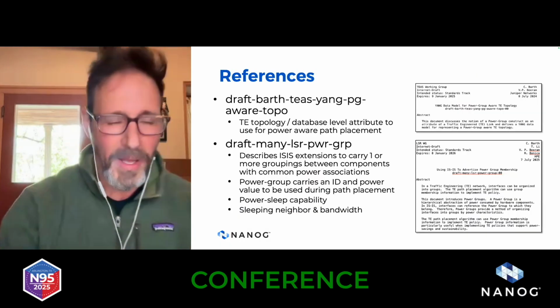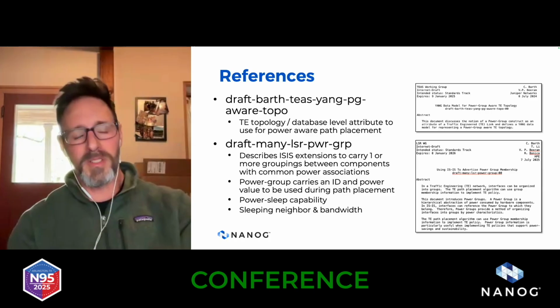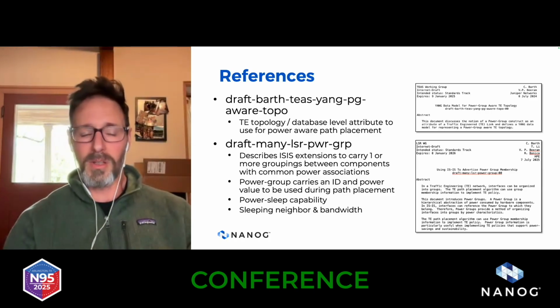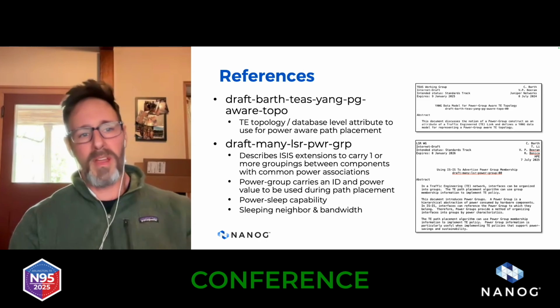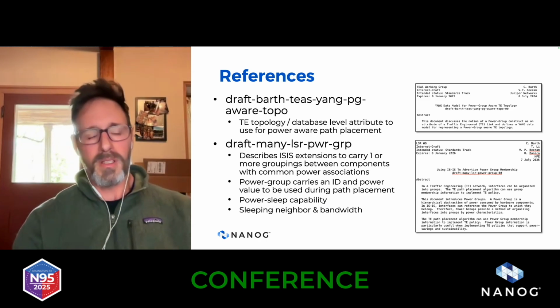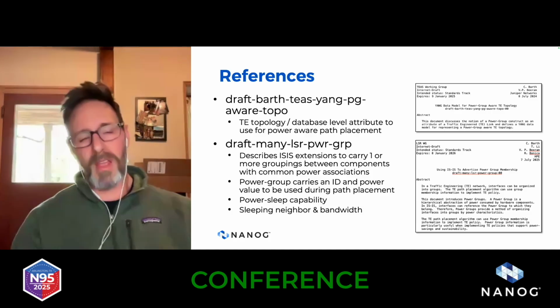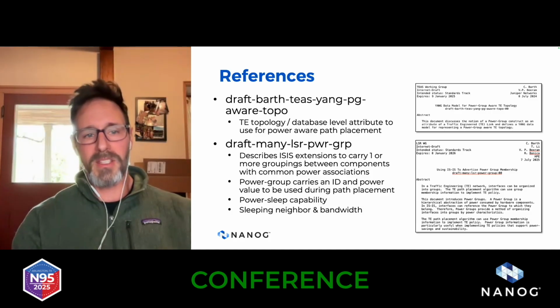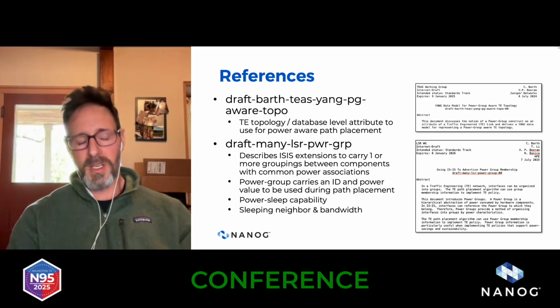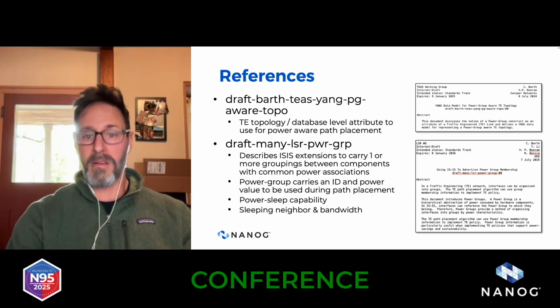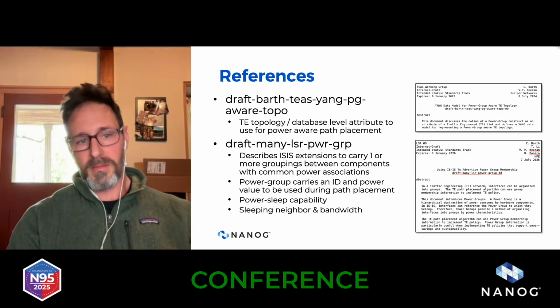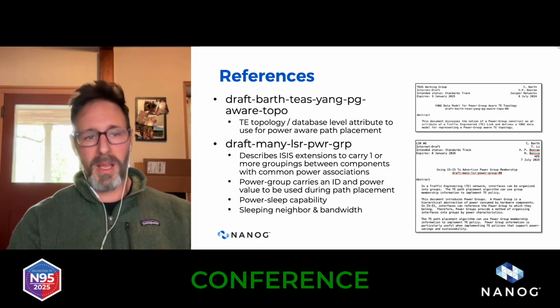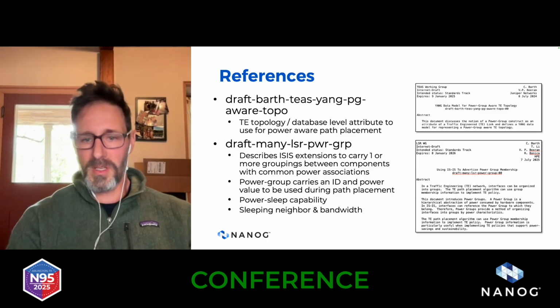There is some good bedtime reading available if anyone's interested in digging into a little bit more detail. We have a YANG model that describes the TE topology and database level attributes of the power groups. And we have an ISIS draft that describes the extensions I presented to you today. They are the sleeping neighbor and bandwidth capability, and then of course the power group definitions themselves.